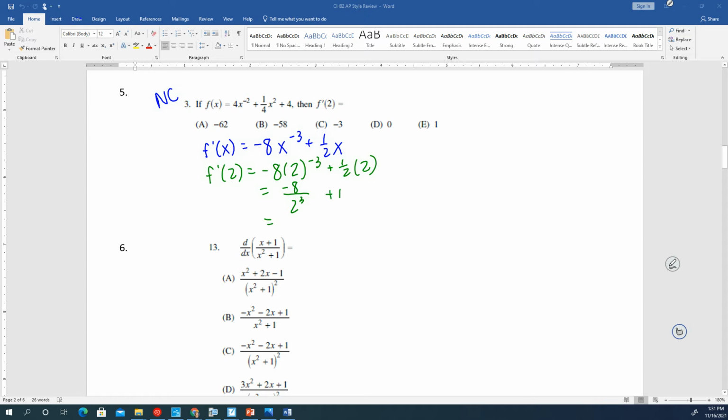So we end up getting -8 times 1/8, -1. However you need to mentally think of doing that math in your head. 1/2 times 2 is obviously 1, so we get 0, which is D. Not bad. I like the next problem because it's a good kind of check on notation.